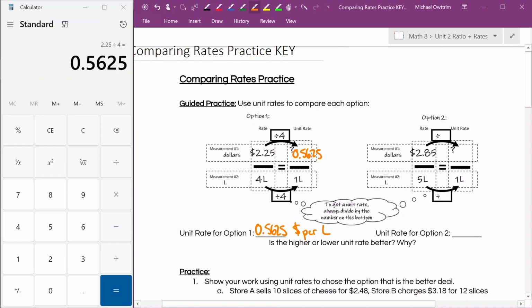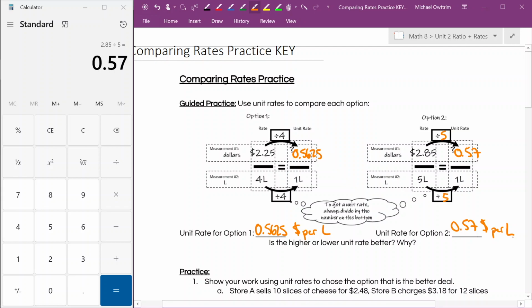We can do the same thing in our option 2. So we have 5 liters on the bottom. We want to get to 1 liter. We're going to need to divide by 5 in order to do that. Of course, if we divide the bottom by 5, we'll divide the top by 5 as well. So we'll do our 2.85 divided by 5, and we'll get our 0.57. And we can say our unit rate is $0.57 per liter.